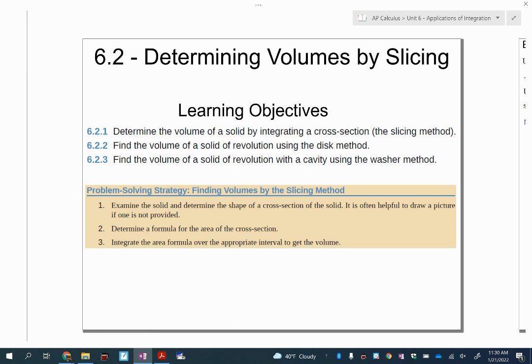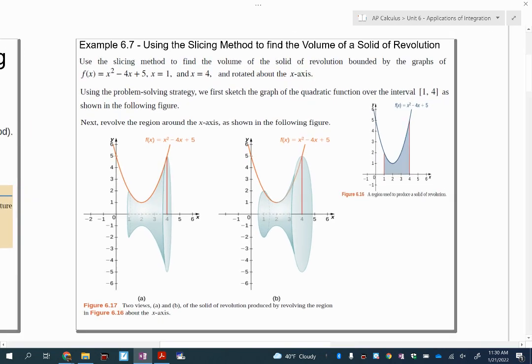So again, I know it feels like we're kind of making a big leap here, but ultimately, this is going to always boil down to finding and evaluating a definite integral. So something you've been practicing for a while now. Okay, so let's look at this example first.